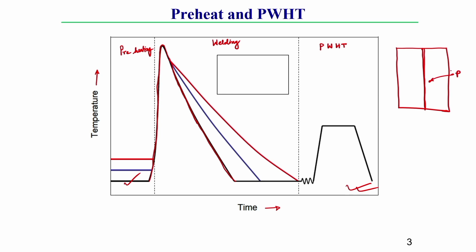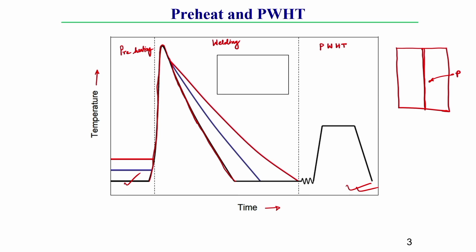At this point P, how the temperature varies over the entire welding operation, that means preheating, welding, as well as any heat treatment operation after welding, is shown here. This is the first figure. Here you see that welding starts from here. To reach this point it takes some time, which is why the initial temperature is room ambient temperature.